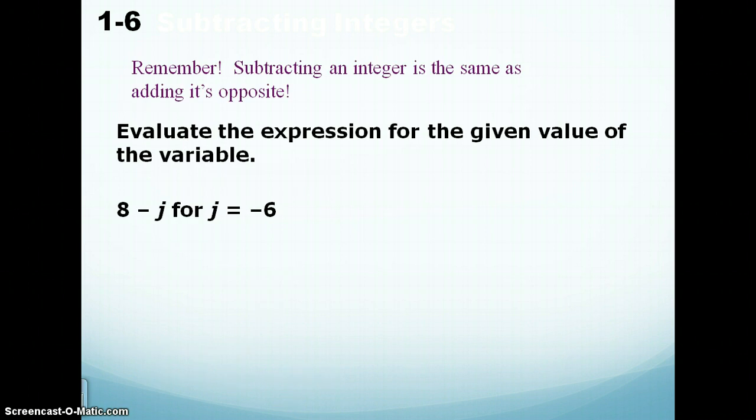Let's evaluate the expression for the given value of the variable. So we have the expression 8 minus j for j equals negative 6. When we substitute this in, we now have 8 minus negative 6. We know subtracting is the same as adding the opposite, so we would make that into 8 plus 6, which is 14.